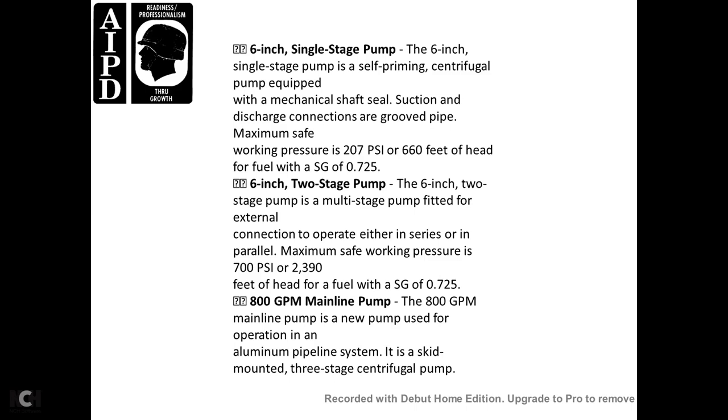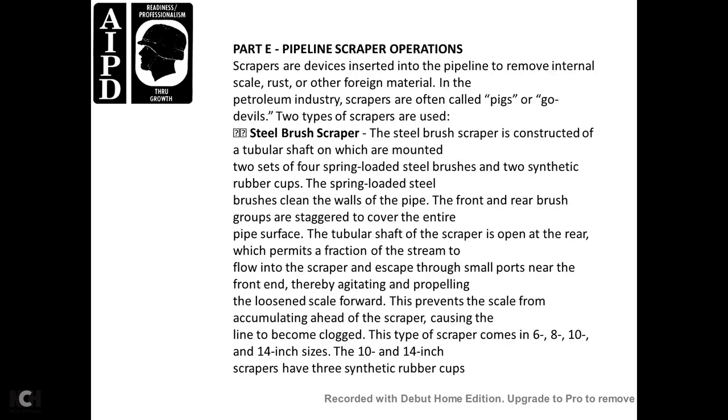The 800 gallon per minute mainline pump is a newly developed pump used for the operation of the aluminum pipeline system. It is skid mounted with a 3-stage centrifugal pump. Part E. Pipeline scraper and operation.